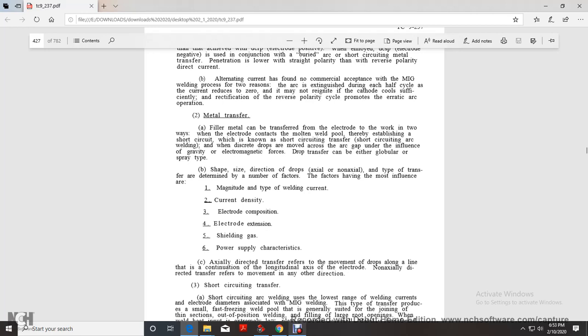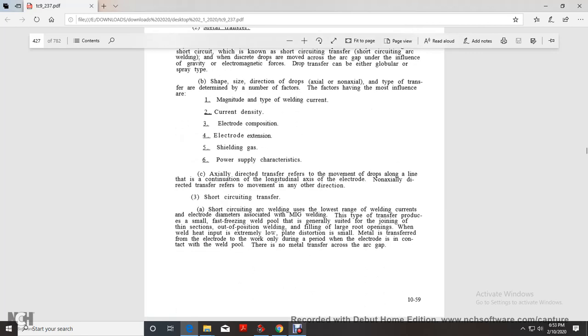Drop transfer can be either globular or spray type, and it can be axial or non-axial. The type of transfer is determined by a number of factors. The factors with the most influence are the magnitude and type of welding current, current density, electrode composition, electrode extension, shielding gas, and power supply characteristics. Axially directed transfer refers to the movement of drops along a line continuing the longitudinal axis of the electrode. Non-axial directed transfer refers to movement in any other direction.